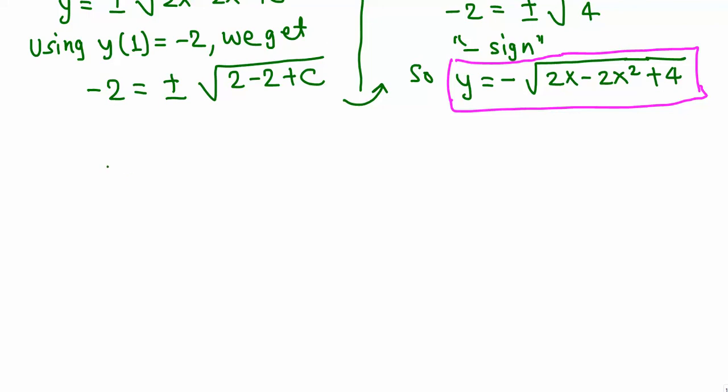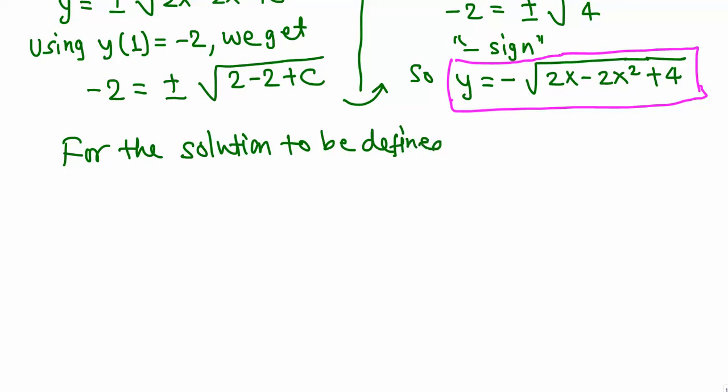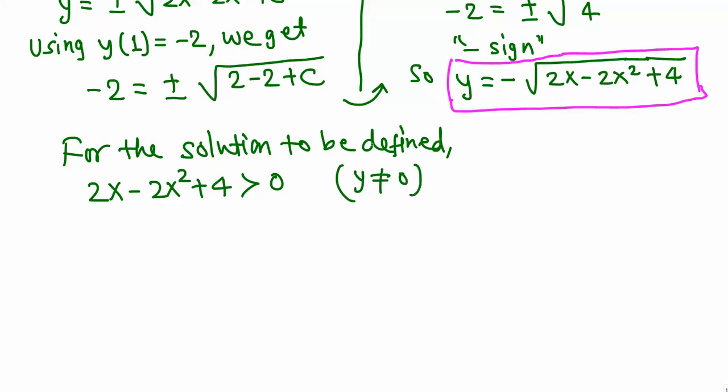So for the solution to be defined, to make sense, the expression 2x minus 2x squared plus 4 should be bigger than or equal to 0, but this cannot be 0 because y cannot be equal to 0. Go back and see the original differential equation. We are dividing by y. We have 1 minus 2x over y, and y cannot be equal to 0. So this should be positive. Now we want to solve this inequality.